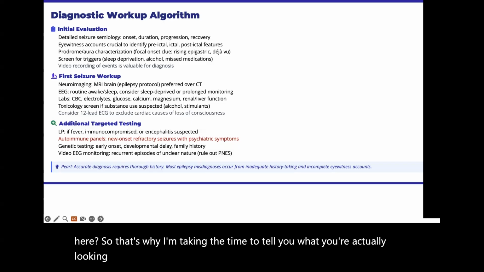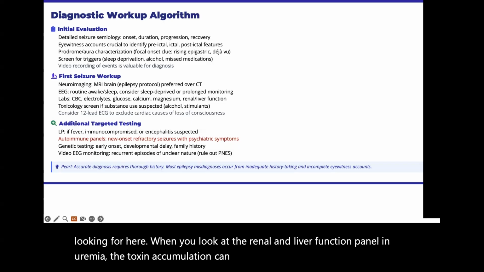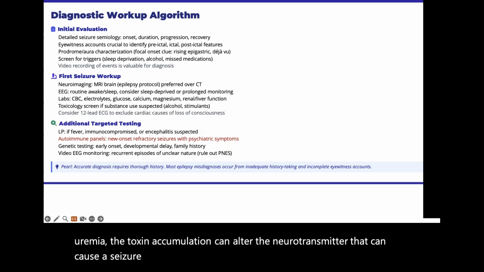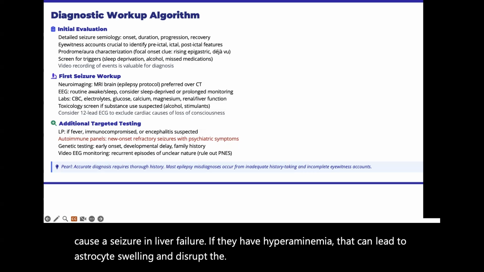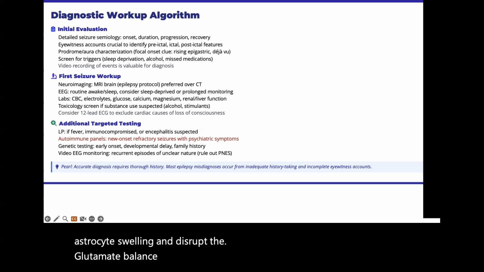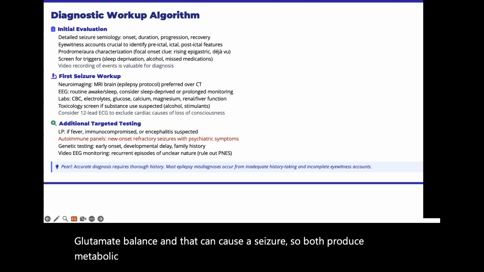When you look at the renal and liver function panel, in uremia, the toxin accumulation can alter the neurotransmitter. That can cause a seizure. In liver failure, if they have hyperammonemia, that can lead to astrocyte swelling and disrupt the GABA glutamate balance, and that can cause a seizure. So both produce metabolic encephalopathy with seizures.